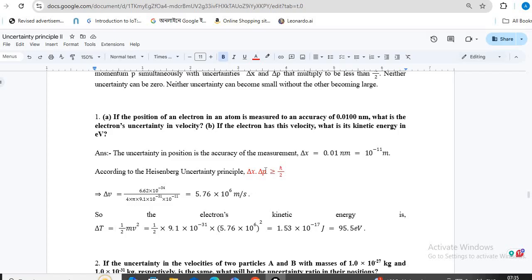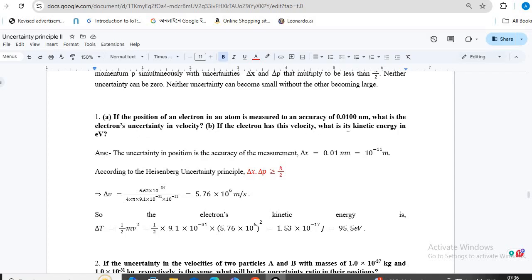And as we are considering the momentum, this is mass into velocity. So I have taken the velocity uncertainty, and mass is divided by this. The electron mass is given as 9.1 into 10 to the power minus 31 kgs. Obviously this will be multiplied with del x, so it is divided by del x, and the uncertainty del x is given. When you simplify this, the value comes to 5.76 into 10 to the power 6 meters per second, which is the velocity. So the answer of A is given here.